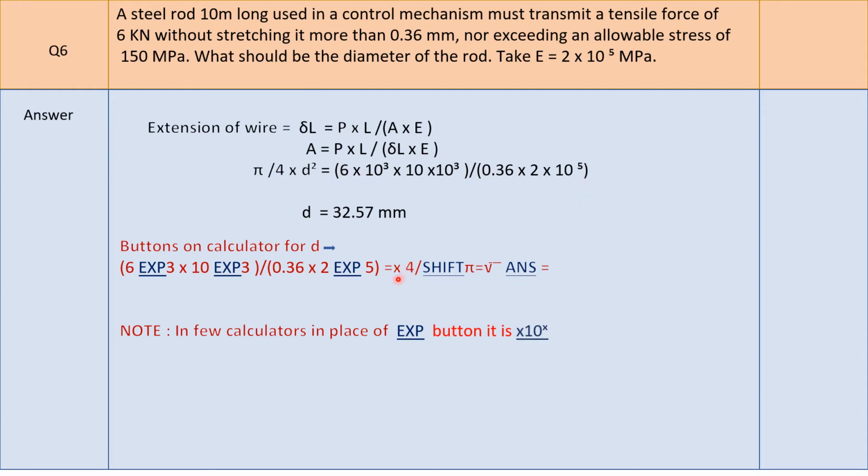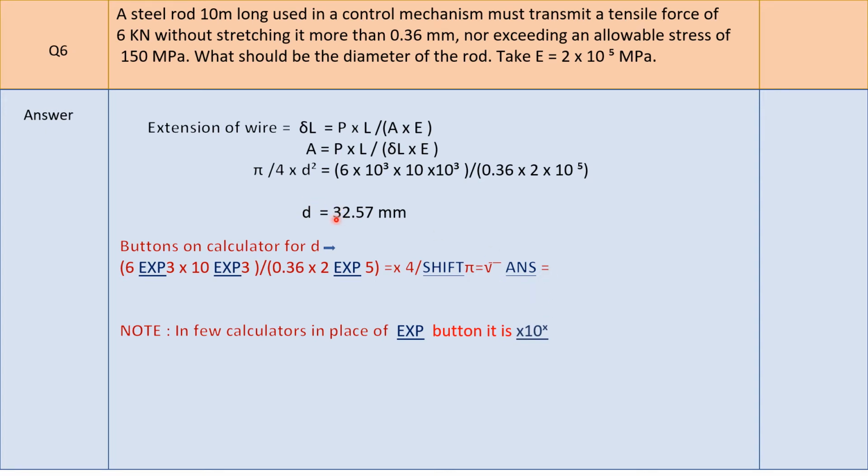So what I am getting on my calculator is area. So what I have to do: 4, when it comes on this side, it is into; pi, when it comes on this side, it is divided by. So press into 4 divided by shift pi is equal to. Now these two figures you have taken on this side, so what remains is d square. So what answer you are getting on your calculator is d square, but now you want d. So how to get d? Press root answer is equal to.